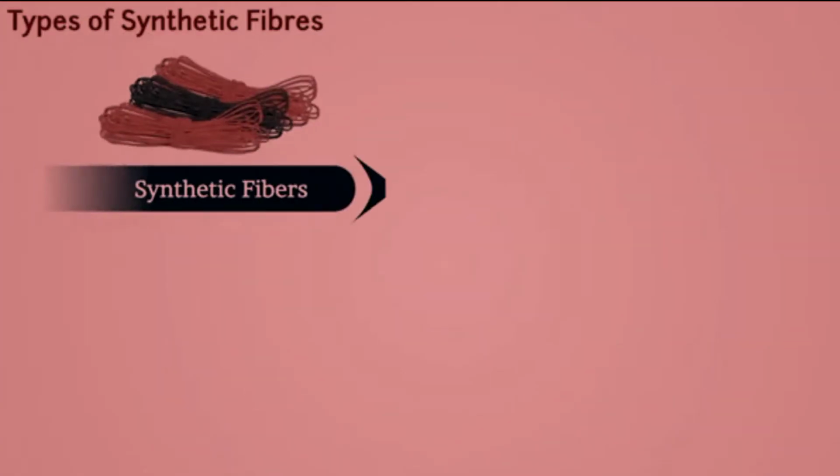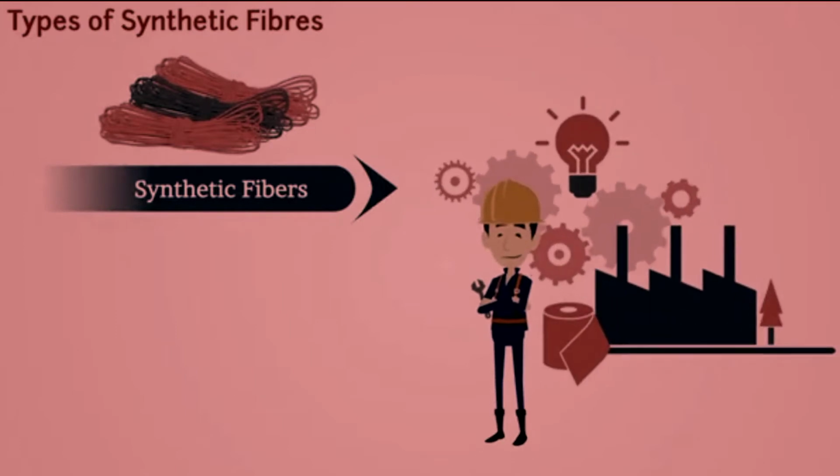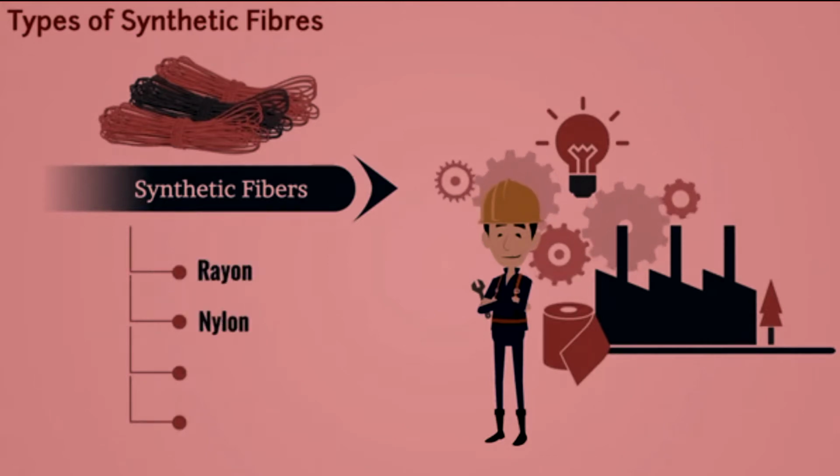We have learned that synthetic fiber is made by man using technologies. There are different types of synthetic fibers. These are rayon, nylon, polyester, and acrylic. We will learn each of these one by one.